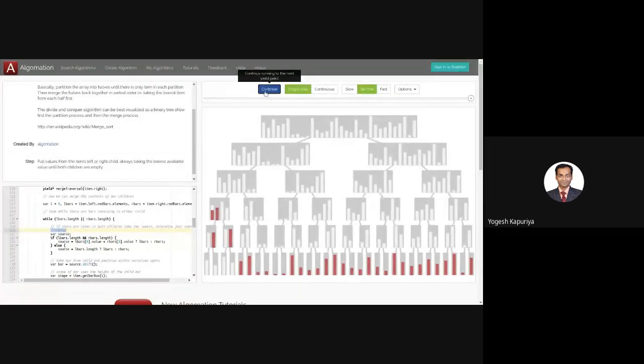So what happens now? You are merging these four numbers. These two will be merged, then these two will be merged. Now these two are merging.